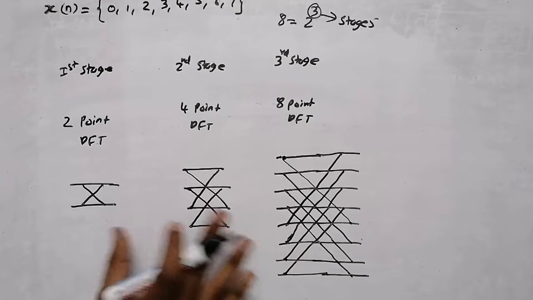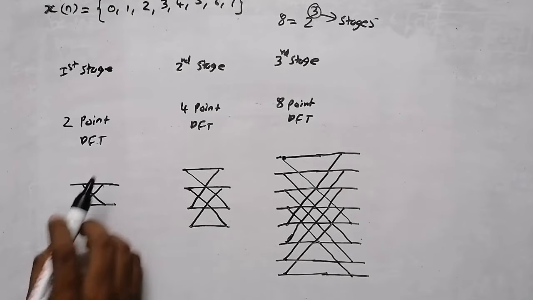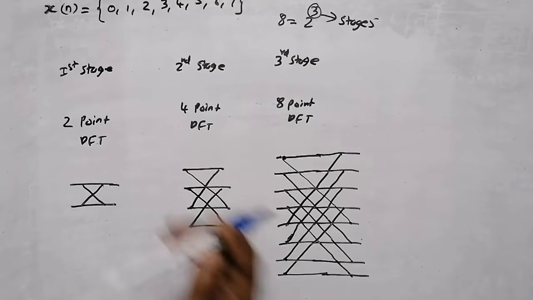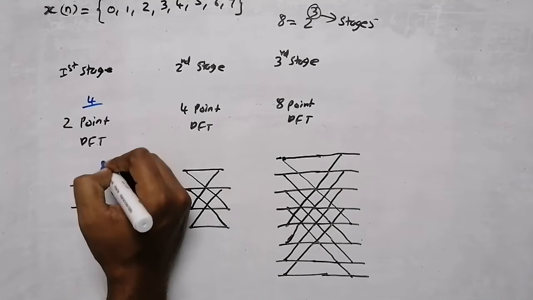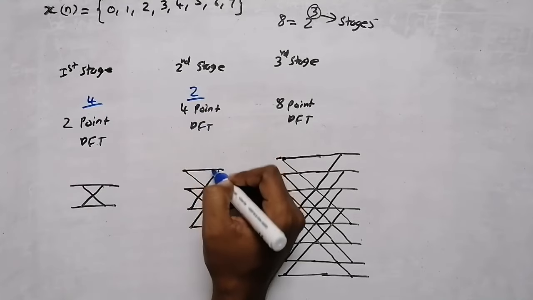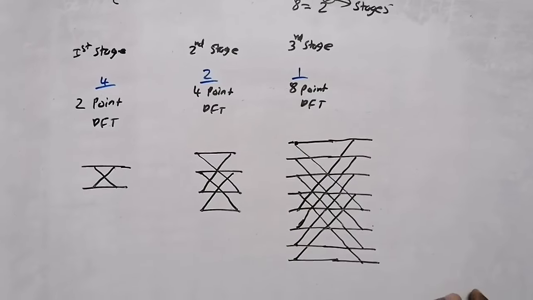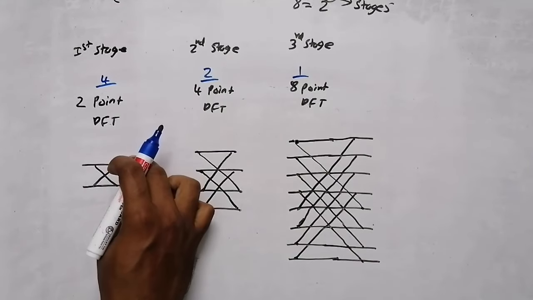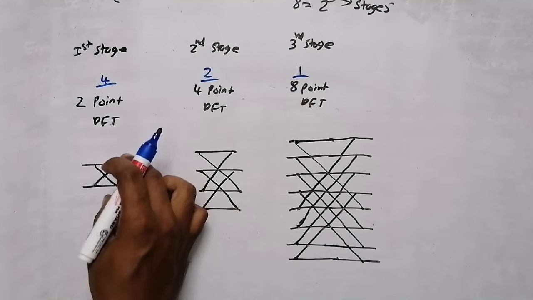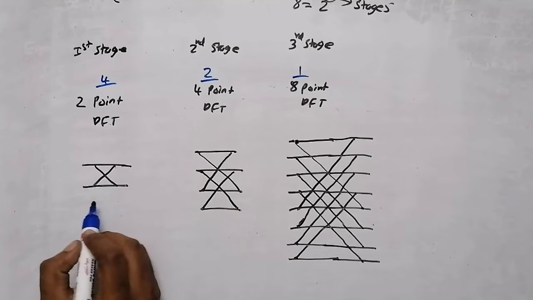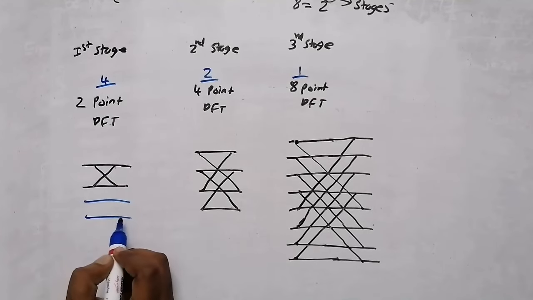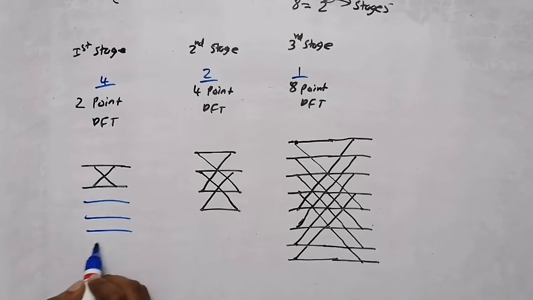Now, in this process, we need to draw 4 2-point DFTs, 2 4-point DFTs and 1 8-point DFT. Okay. So this is a 2-point DFT. Like this, we need to draw 4 2-point DFTs. So this is the second 2-point DFT. This is the third 2-point DFT. And this is the fourth 2-point DFT.